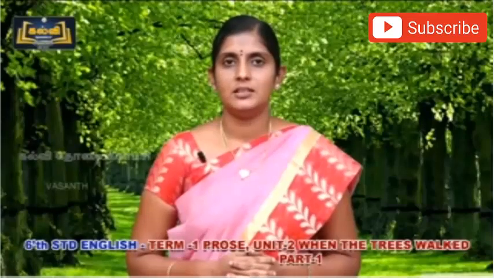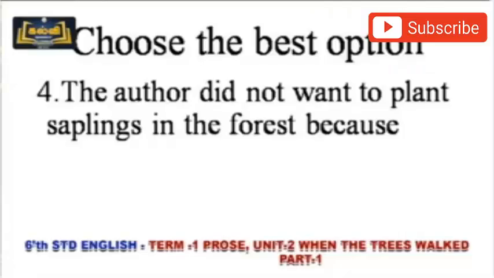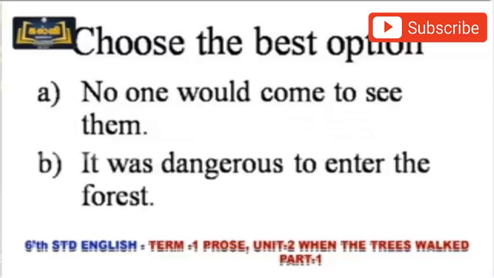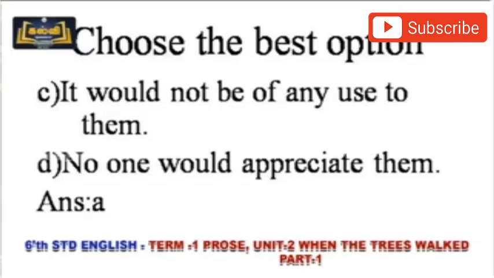And the next question is, the author did not want to plant saplings in the forest because option A, no one would come to see them. Option B, it was dangerous to enter the forest. Option C, it would not be of any use to them. Option D, no one would appreciate them. The correct answer is option A, no one would come to see them.